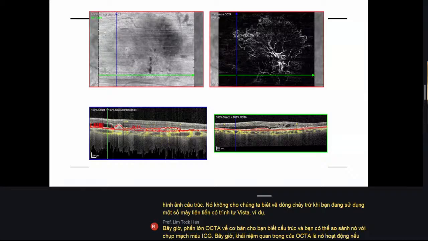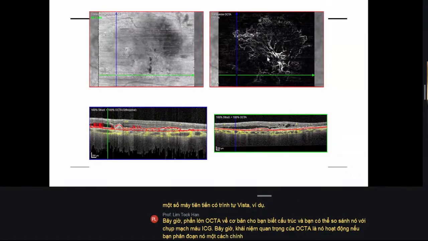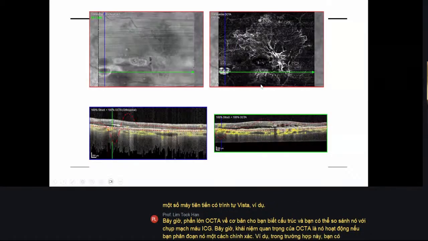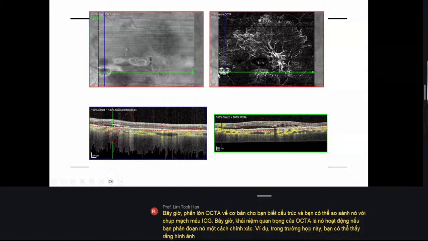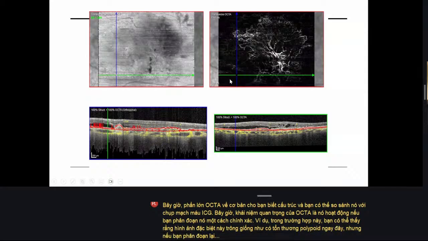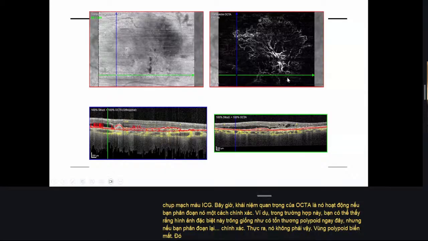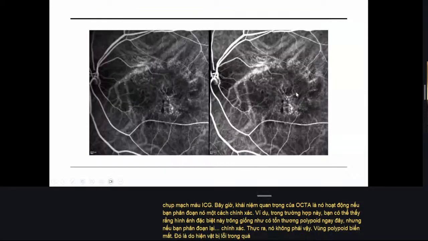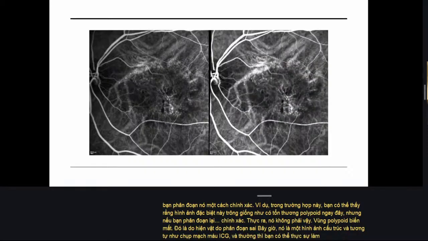For example, in this case, you can see that this particular image looks as if there's a polypoidal lesion right here, but if you segment it correctly, actually it is not. The polypoidal lesion disappears. It's an artifact due to wrong segmentation. Now, it is a structural imaging akin to ICG angiogram, and oftentimes you can juxtapose it and it looks exactly the same as your ICG angiogram.